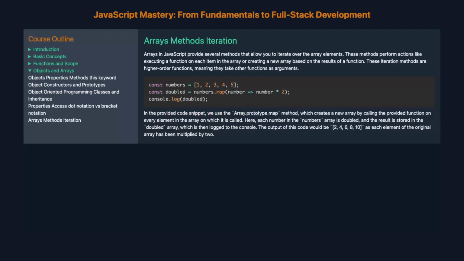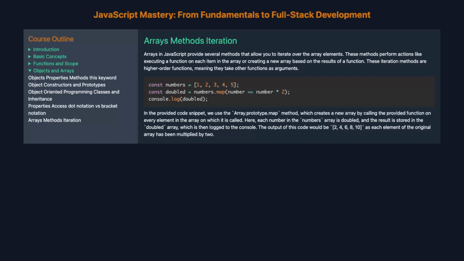Arrays: methods and iteration. Arrays in JavaScript provide several methods that allow you to iterate over the array elements. These methods perform actions like executing a function on each item in the array, or creating a new array based on the results of a function. These iteration methods are higher-order functions, meaning they take other functions as arguments.